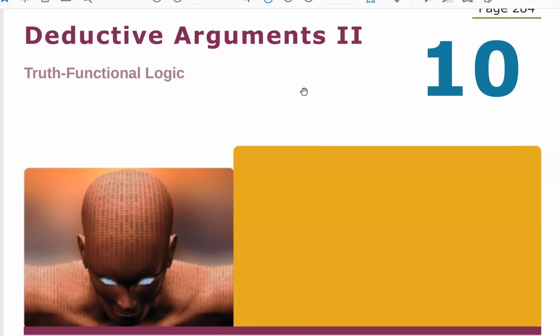So, all right, we are starting deductive arguments, also called truth functional logic. This is what we will be doing from now until the end of class. This is what everything in this class has been building toward. When I said it would come up again later, this is what I was talking about.